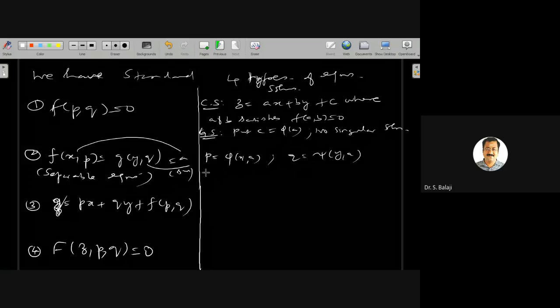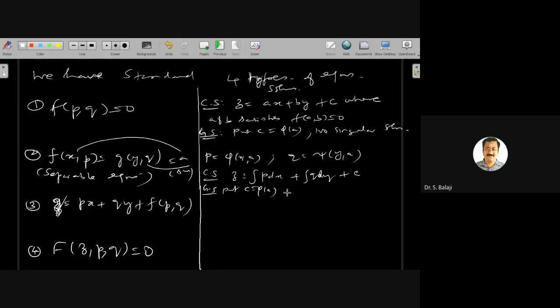Then the complete solution is given by z equal to the integral of p dx plus q dy, plus an arbitrary constant c. Because of this extra constant c, there is no singular solution. For the general solution, put c equal to phi of a.